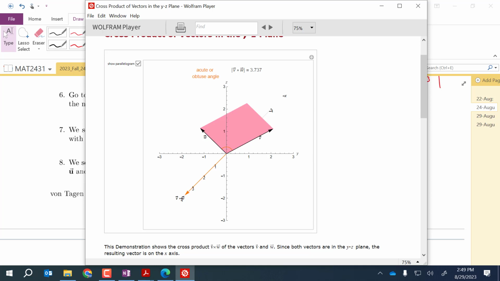Magnitude and direction, right? So how do we find the direction that the cross product points in? That's with our right-hand rule. Remember that? That's what we kind of talked about. I think it was at the very end of the video.